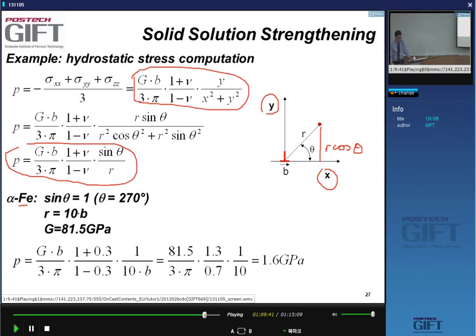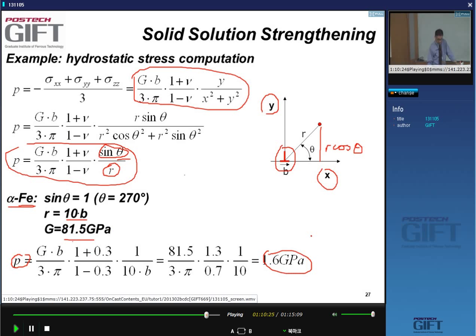That allows me to compute this p value simply. So let's say we're looking at alpha iron. We have an edge dislocation here, and we want to know what the maximum hydrostatic pressure around the core would be. I'll just choose theta such that sine theta equals 1. That's definitely going to give me a large value. I choose r a distance of about 10b away, and G is 81.5 gigapascal, so that I can calculate b. I find 1.6 gigapascal. So it's a pretty large hydrostatic stress.